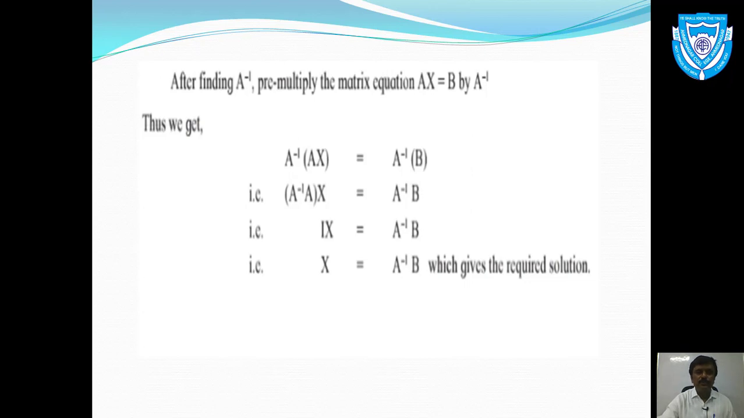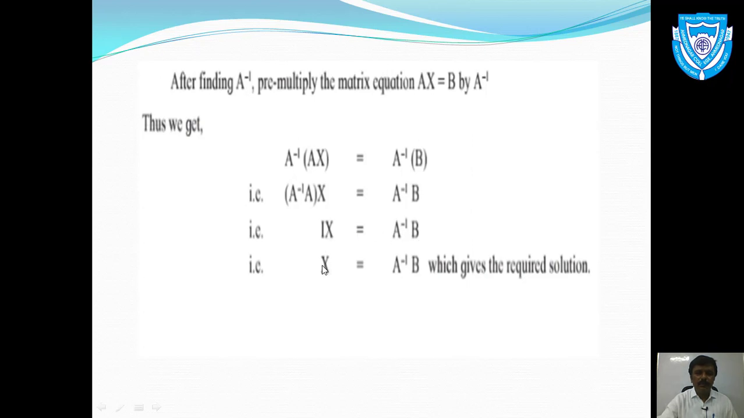A matrix multiplied with its inverse always gives what? It gives the identity matrix. Therefore in the next step what we have written, instead of A inverse into A we have just written capital I, that is identity matrix, whereas you can observe that the right hand side remains as it is.